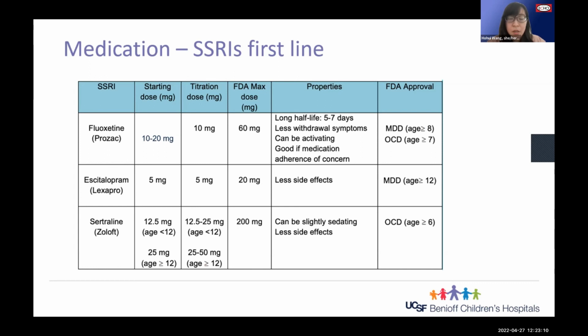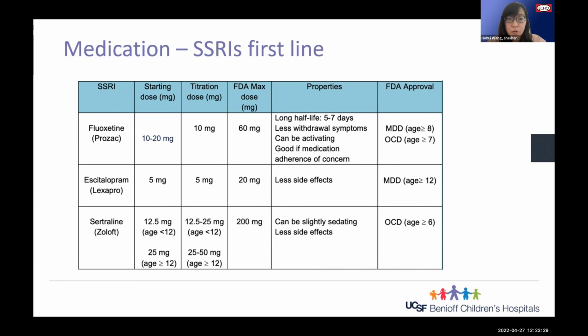Lexapro tends to be thought of as a medication with a mild side effect profile. About 30% of people can feel tired when we first initiate it. So usually when I start Lexapro, I start at bedtime, unless the patient does feel activated on it, then I switch it to the day.